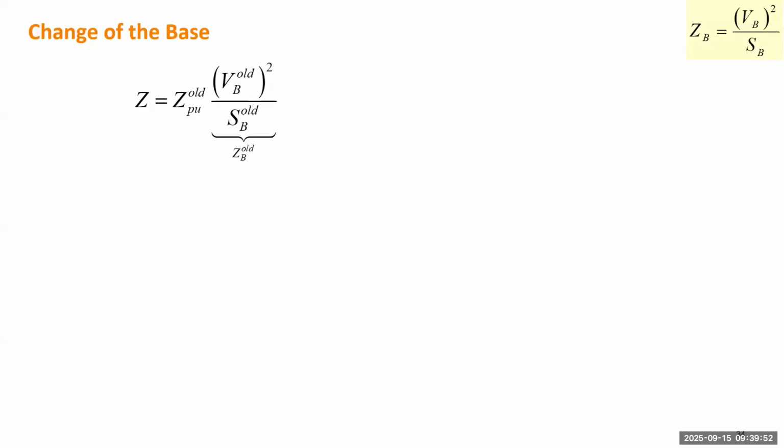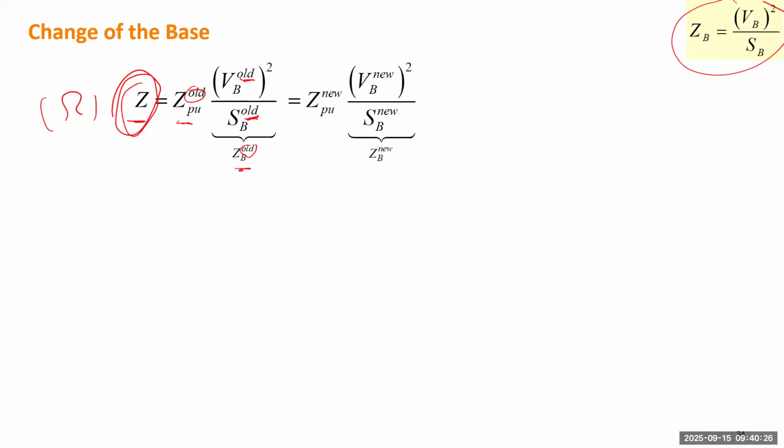There will be some cases where we need to change the base. So assume we have a power base and a voltage base, which we call the old base. This formula is from here. The old per unit value multiplied by the old base will give you the actual value. This one doesn't change. It reflects the actual impedance of the system, and that doesn't change with the base.